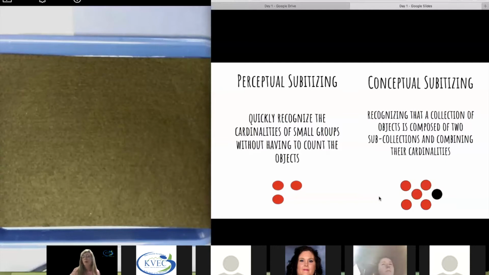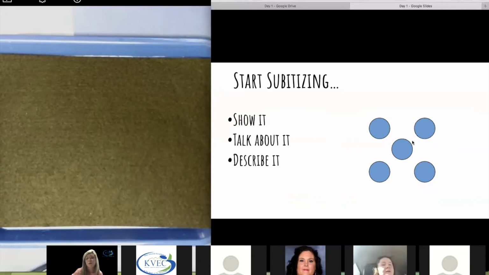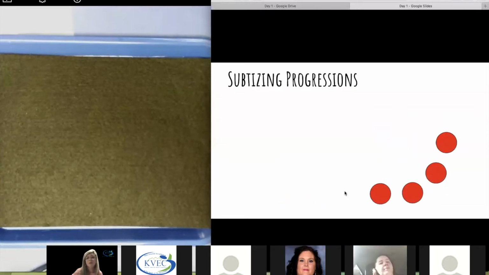Right? So I want to look at some cards with you. Here's one, we're starting with the dot pattern. I would roll the dice and we would talk about the dice and the patterns they would see. So we show it, talk about it, what we see, and then describe what we're seeing. And then of course you can start flashing the cards at them.